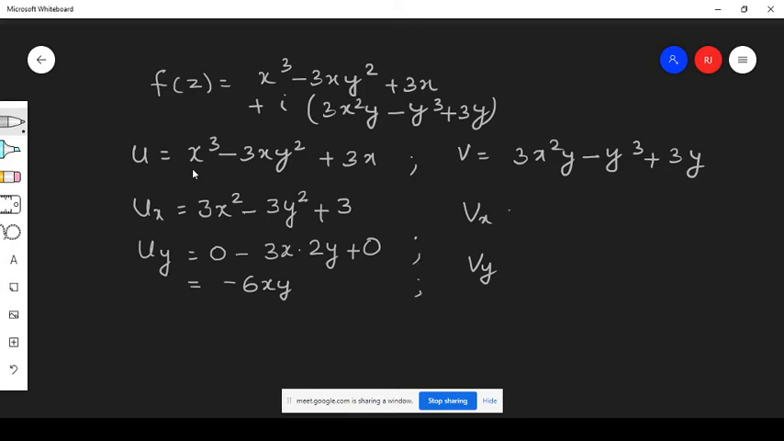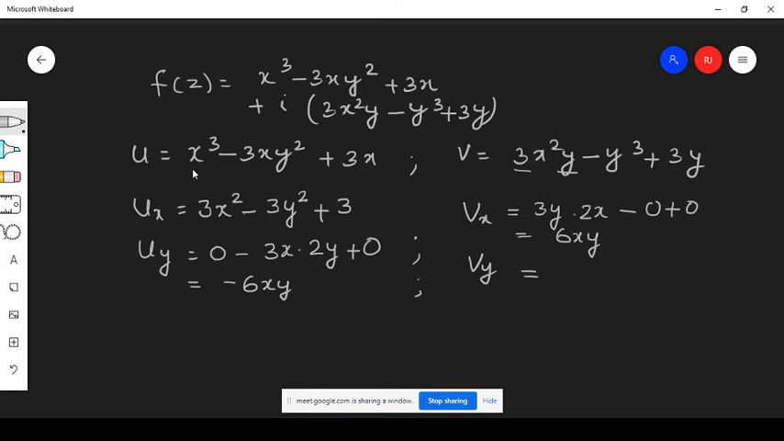Now we will see vx and vy. In the same way, vx means the derivative of v with respect to x. Here 3y is a constant into 2x. The derivative of x square is 2x, minus the derivative of y cube which is 0, and the derivative of 3y also will be 0. So this is 3y into 2x, which is 6xy. All of you are requested to write this in your notebook. Are you writing? Yes, ma'am.